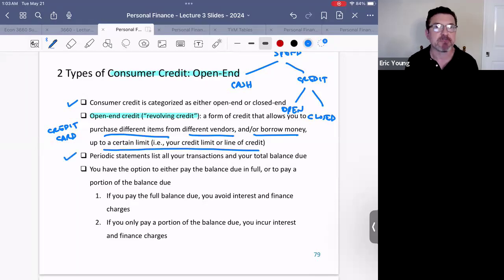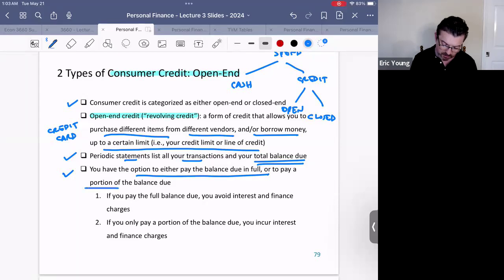Periodically, generally every month, you're going to get a statement. And that statement will list all your transactions and, critically, list your total balance due. The reason why open-ended credit is called open is because not only can you buy lots of different things from lots of different vendors up to your credit limit, but when your statement comes in and you've got this total balance due, you have options.